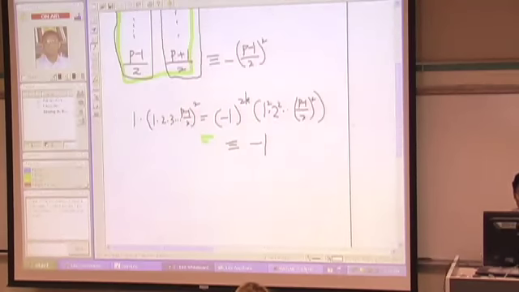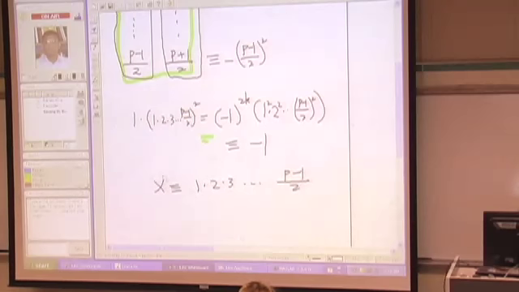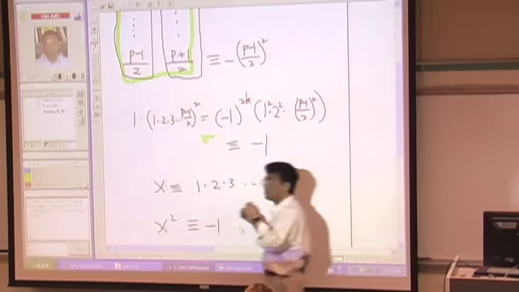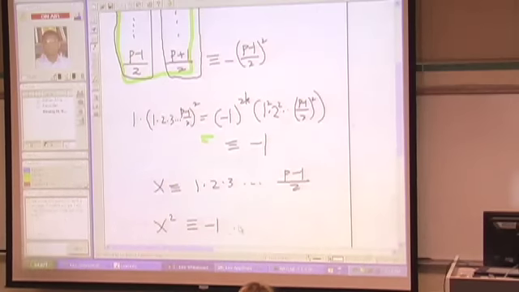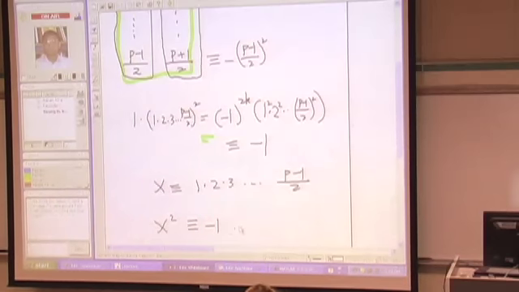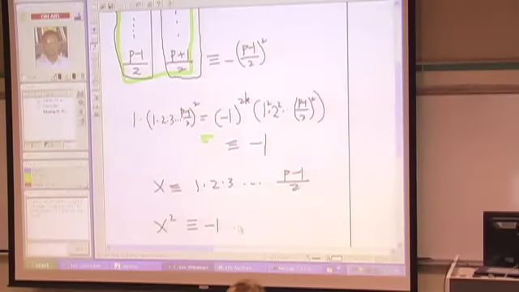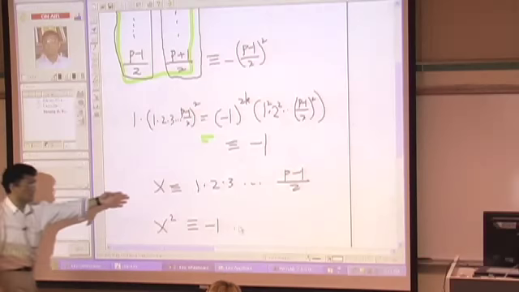Then take a look. If I say x equals 1, 2, 3, all the way up to p minus 1 over 2, then the left side is 1 times x squared, and the right hand side is negative 1. In other words, when p happens to be the 4k plus 1 type, then it has a solution, and the solution is nothing but the product of 1 through p minus 1 over 2. So I completely proved this case. So I proved both directions, right? If a solution exists, p should be 4k plus 1, and vice versa. If p is 4k plus 1, then I can find the solution, and the solution is nothing but this.